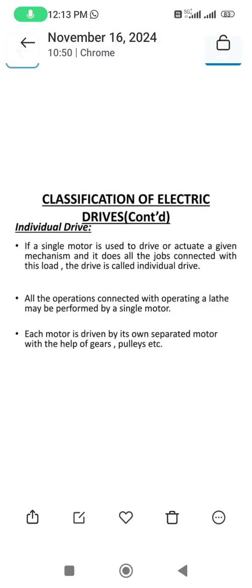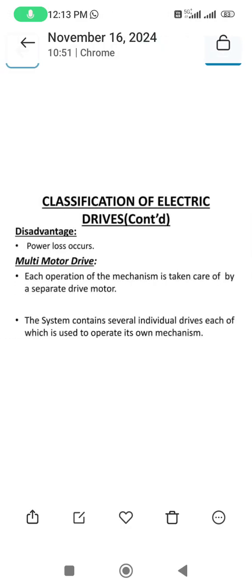Individual drive. If a single motor is used to drive or actuate a given mechanism, then it is called an individual drive. All the operations connected with operating a lathe may be performed by a single motor, each driven by its own separate motor with the help of gears, pulleys, etc. Its disadvantage, power loss occurs.